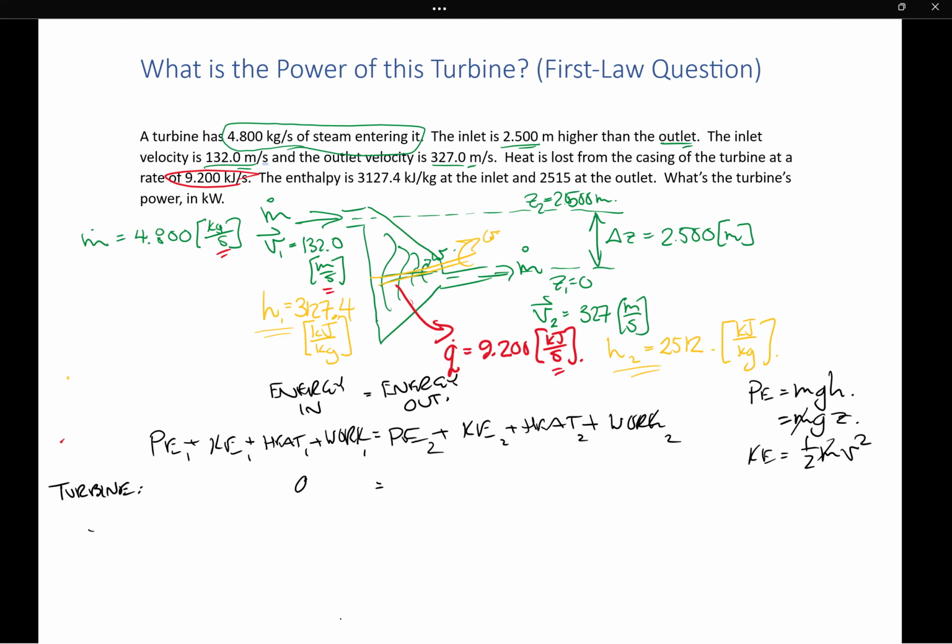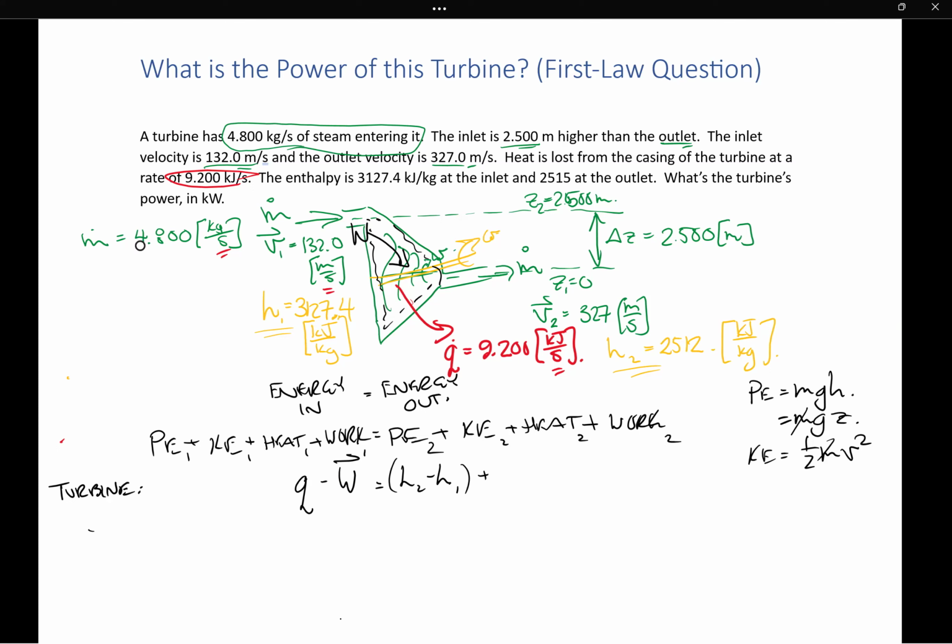we're really putting work into this system from the fluid. So I'm going to put work in this direction. What we end up with really is some heat goes out and some work energy goes in. And that's going to cause the difference in enthalpy, H2 minus H1, the difference in enthalpy.